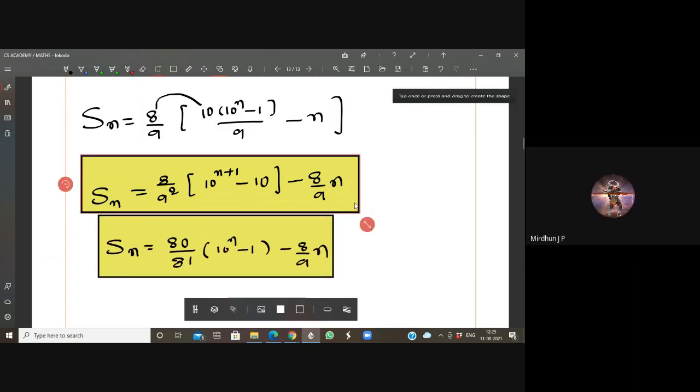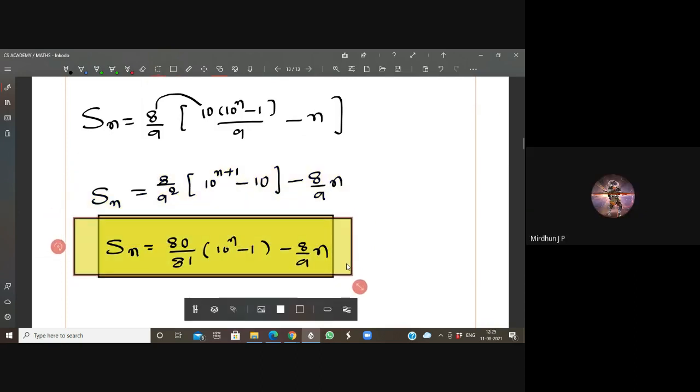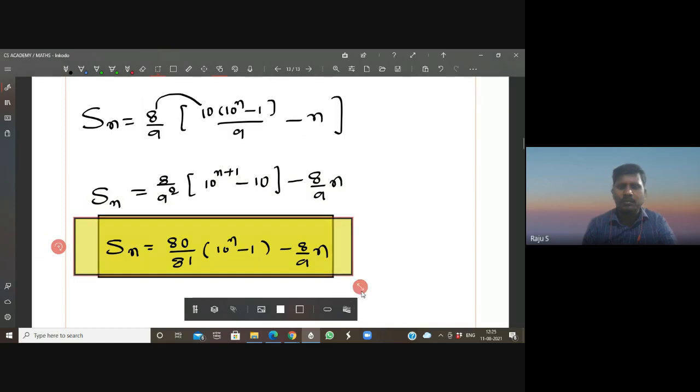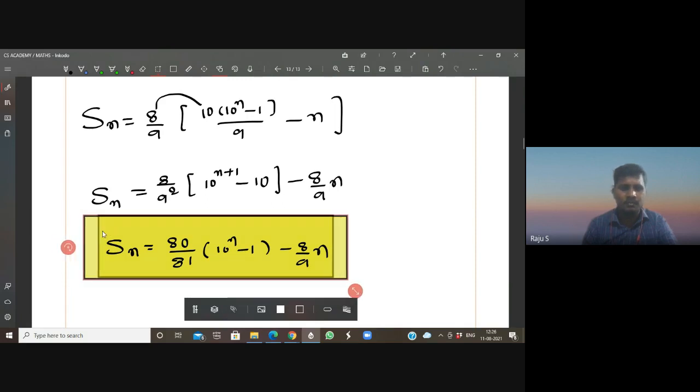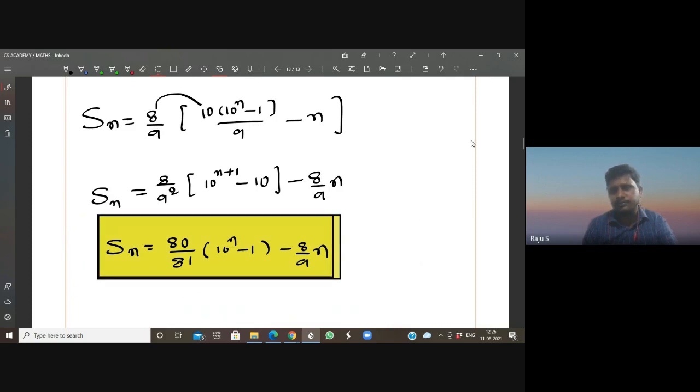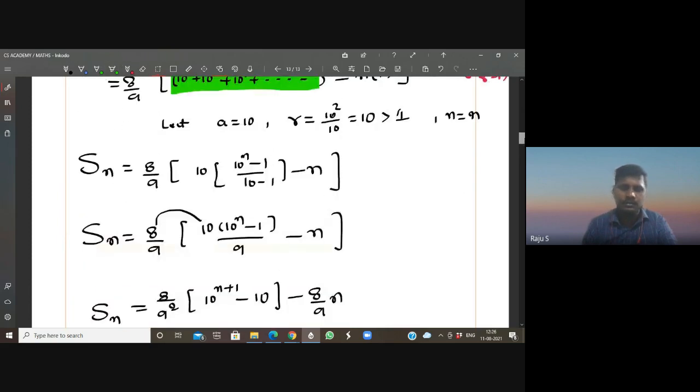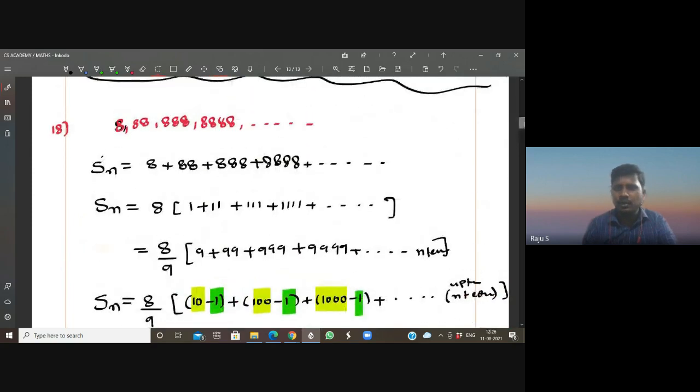But we can write in another way also. I mean, in many ways, both will be right. But you know, in the exam, sometimes we don't know where we can stop. So you may put any one of the answers. This is our answer. You may stop here, you may stop here also. That is also right. All are correct only.